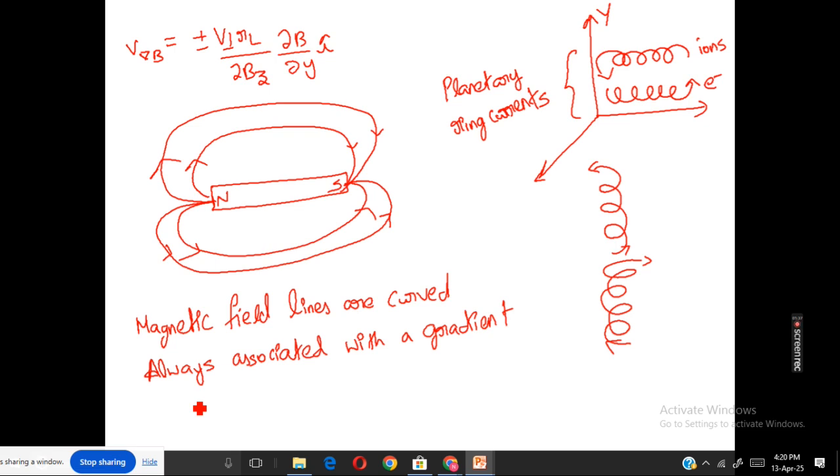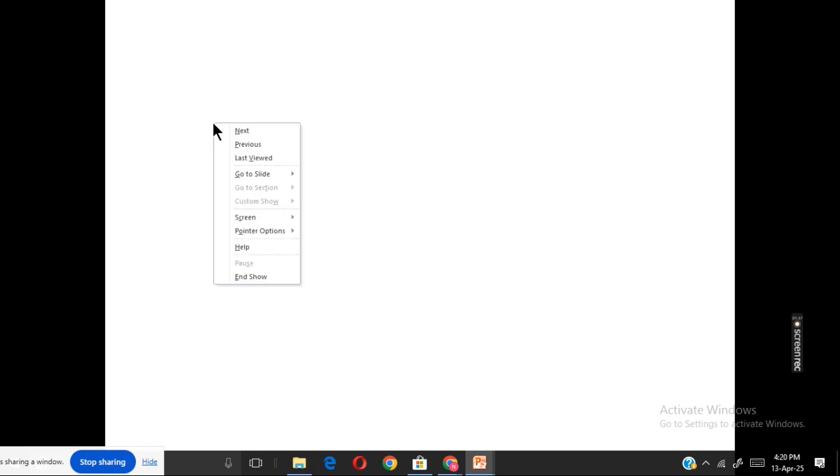So because of the gradient, what will happen? We saw there will be this gradient drift velocity. Now, because of the curvature, there will be another drift velocity, which is known as the curvature drift velocity, and it is given by... So now we have both gradient and curvature.